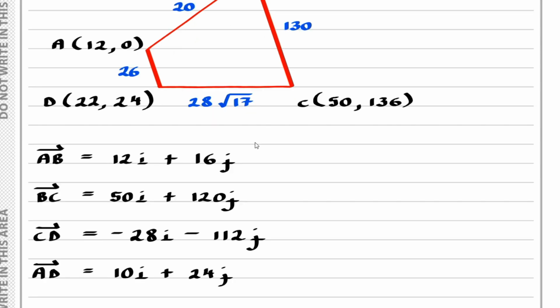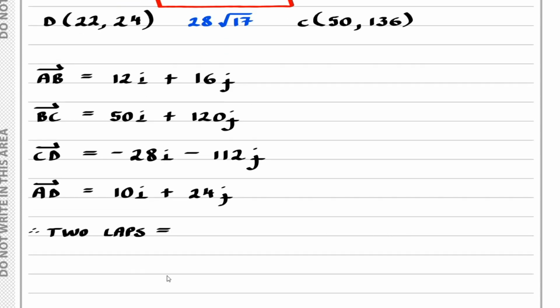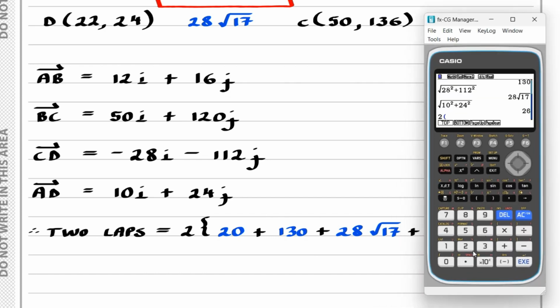So with this, what we can now do is find out the total length of 2 laps. So we have 2, because we've got 2 laps, multiplied by the 20 plus the 130 plus the 28 root 17 plus the 26. So if we work this out, we have 2 multiplied by 20 plus 130 plus 28 times the square root of 17 plus the 26, and it turns out the total length of the 2 laps is 582.89, etc.